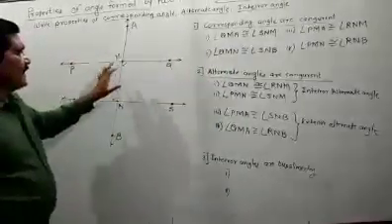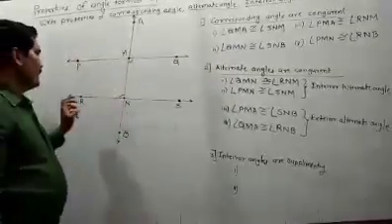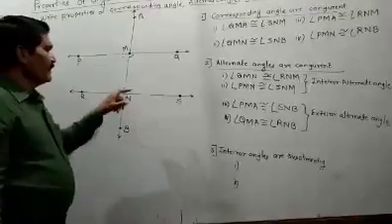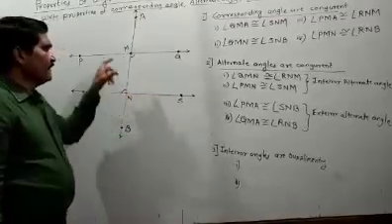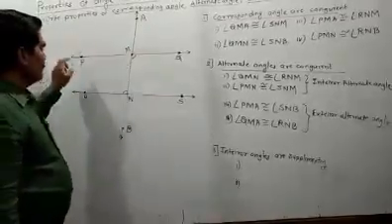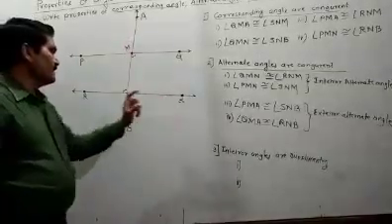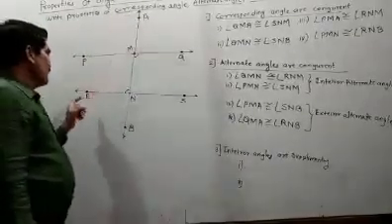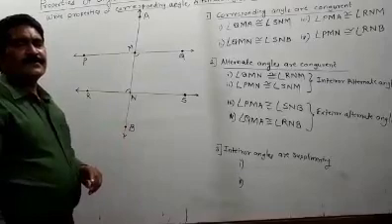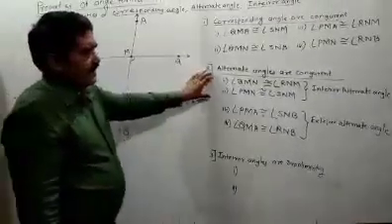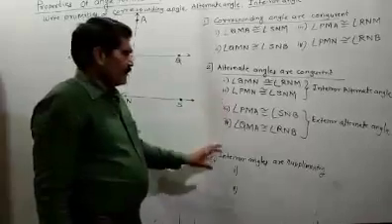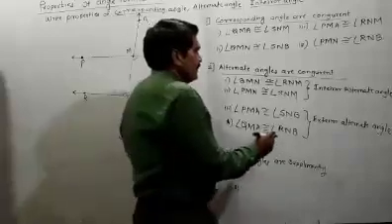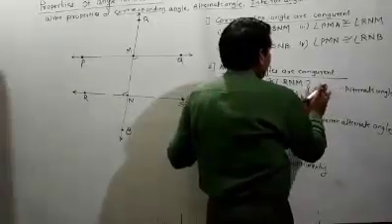First of all, I will read the interior alternate angles: QMN is congruent to angle RNM. Then PMN is congruent to angle SNM. Then exterior alternate angles: PMA is congruent to angle SNB. Then the next one is angle QMA is congruent to angle RNB. In this way, you have to read the alternate angles. These are the interior alternate angles. These are the exterior alternate angles.